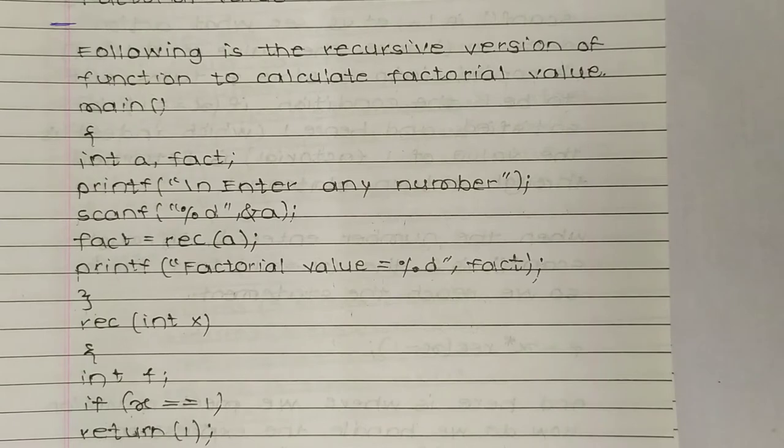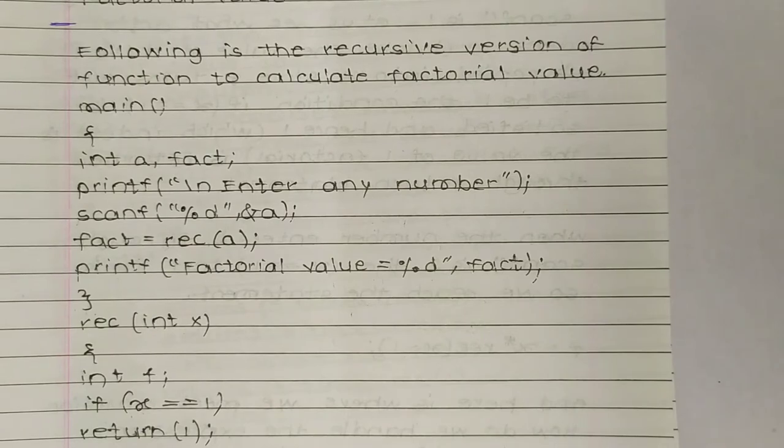Now a and fact are integers, so int a, fact. Now printf \n, enter any number. So \n is for next line. So we are telling the user to enter any number.